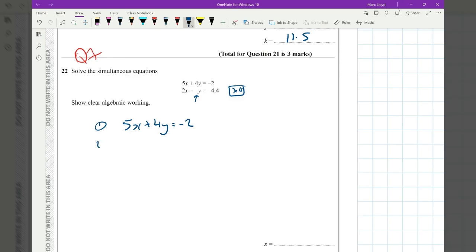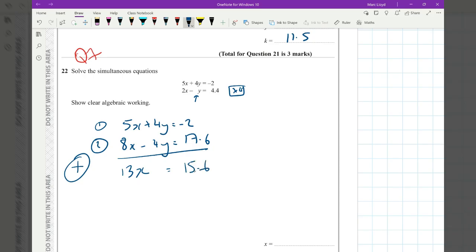So that's going to be equation 1. Now equation 2 is going to be 2 times 4 is 8, minus y times 4 is minus 4y, 4.4 times by 4 is 17.6. We're not making errors here, putting that through the calculator. Now if we add them together, we get 13x, these two cancel, and that's going to be 15.6. Then if we divide by 13, 15.6 divided by 13 is 1.2.